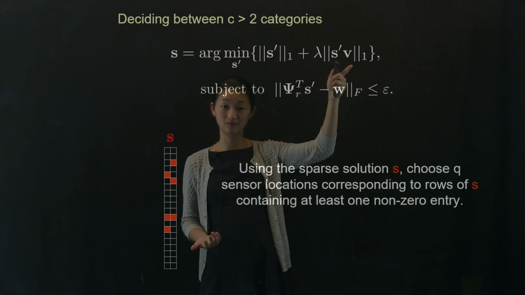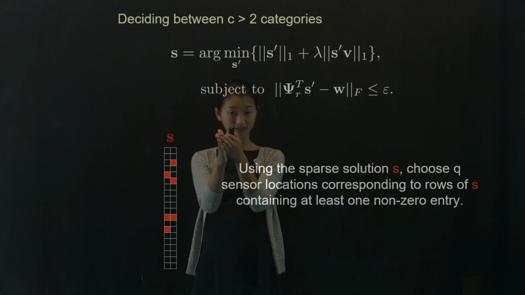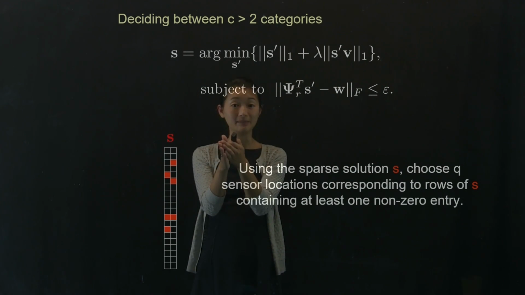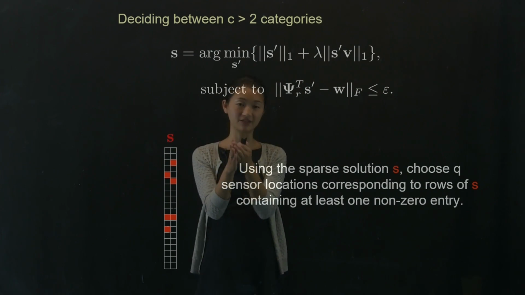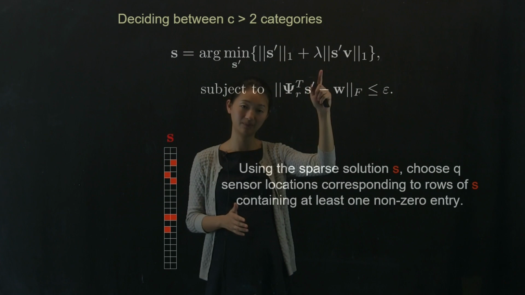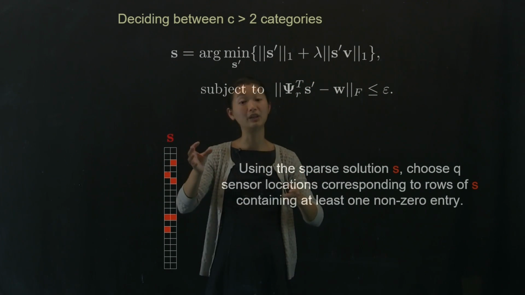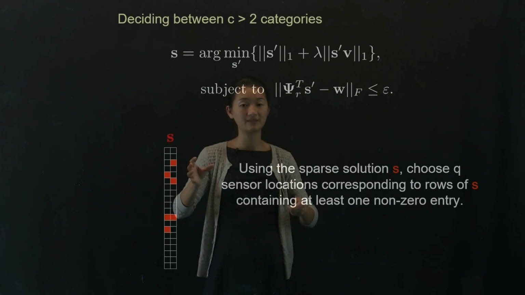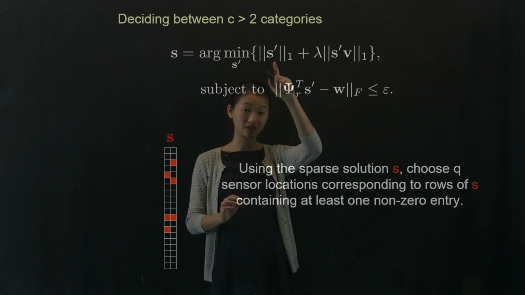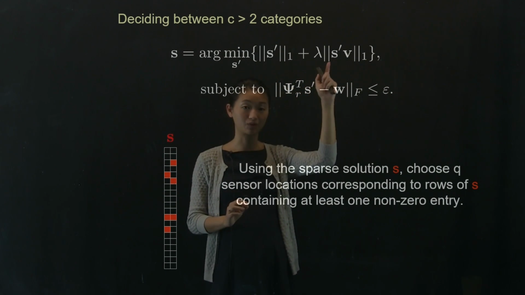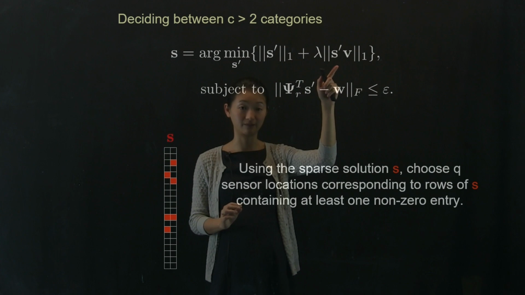V is simply a vector of 1s, so collapsing all of the columns of S onto one column, and then also minimizing the L1 norm of that vector. There's an additional parameter here called lambda, which is a tuning knob, setting the relative weight of reproducing each of those vectors versus trying to share sensors between different columns.